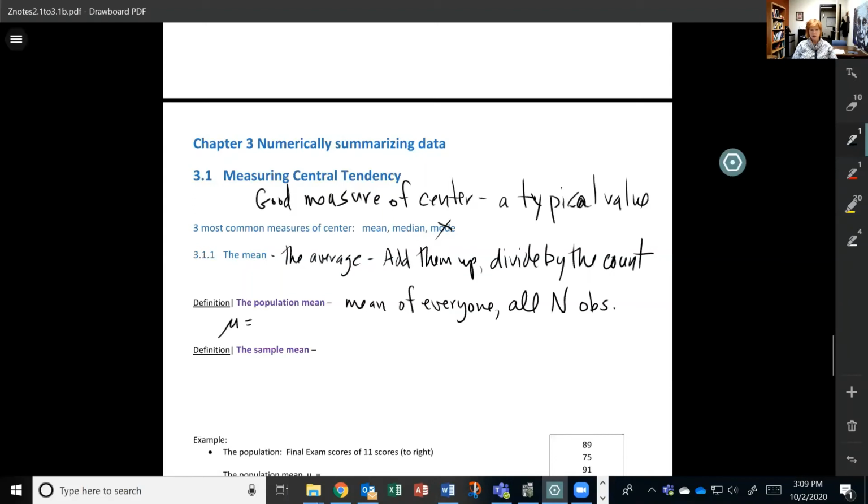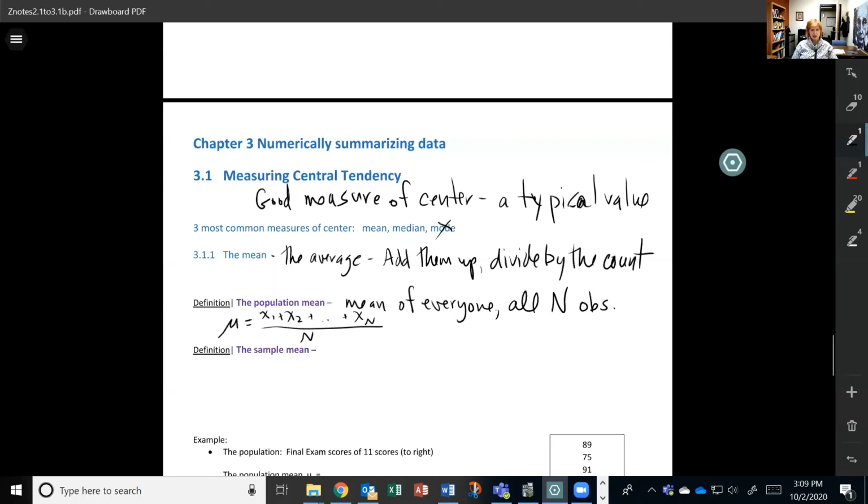And mu is, we sum up everything. We think of our values as being x's, so x1 plus x2 until we get to the very last one, which we'll call x capital N. And then we divide by capital N, where N, of course, is the number of people or things that are in the population.